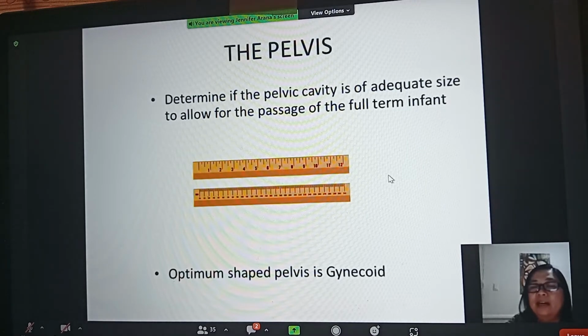Now, for the pelvis, we have to determine if the pelvic cavity is of adequate size to allow for the passage of the full-term infant. Di ba, diha man sa pelvis mo ang infant pag mag-vaginal delivery. So, we have to assess if adequate ba ang sukod sa iyang pelvis na makaagi gyud ang fetus or infant or baby during delivery. So once again, the best type of pelvis for a normal delivery is the gynecoid pelvis because it has the optimum shape fitted for delivery.